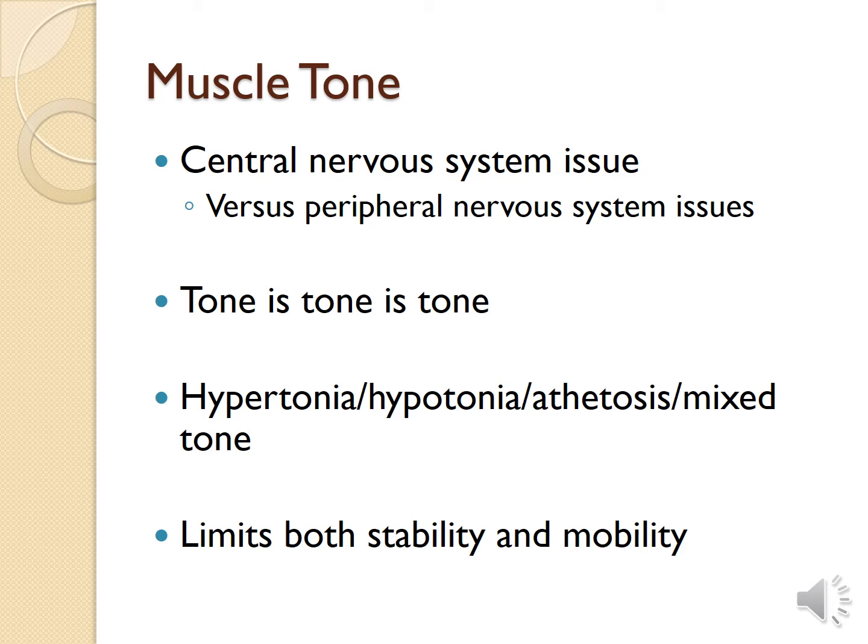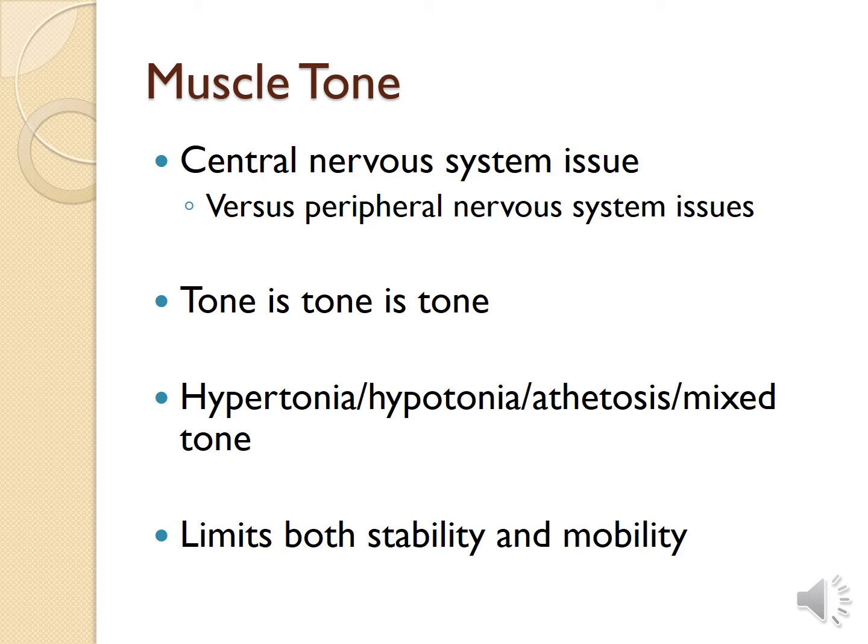At any rate, peripheral nervous system issues are things like Erb's palsy. Erb's palsy is a stretch injury to the brachial plexus, and that causes weakness, lack of muscle innervation in the affected arm, and lack of active range of motion. That is not a central nervous system issue. That person probably has typical muscle tone elsewhere and only has that one arm that is not functioning properly. That is a peripheral issue. So we have to know the difference because we're going to treat them differently.